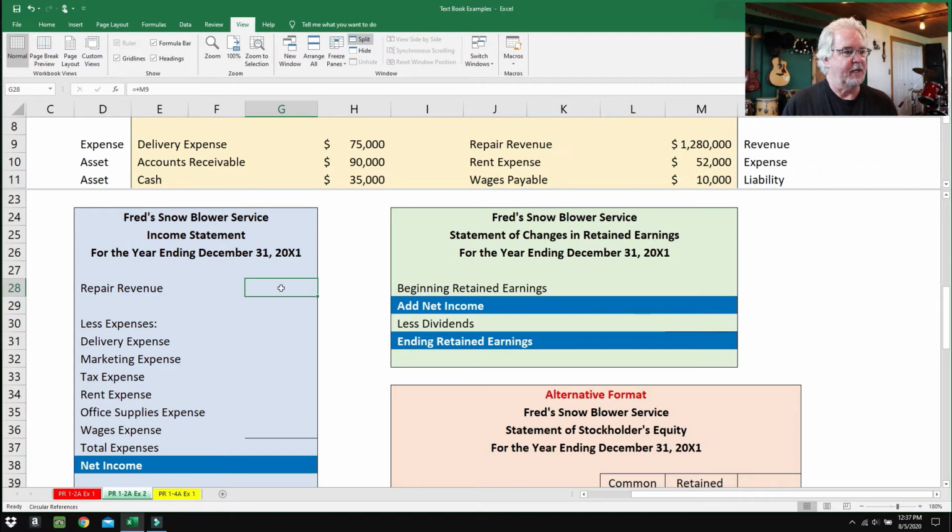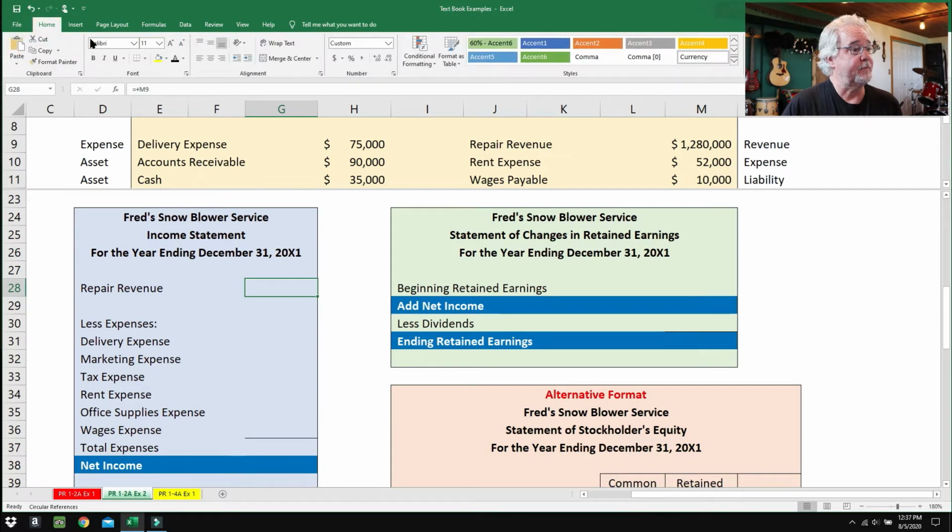All right. So here we go. Repair revenue. Repair revenue is $1,280,000. There it is. There's only two kinds of things that go on an income statement: revenue and expenses. Money coming in from doing one's job and money going out from doing one's job. So the income statement's really about how well Fred is doing his job.